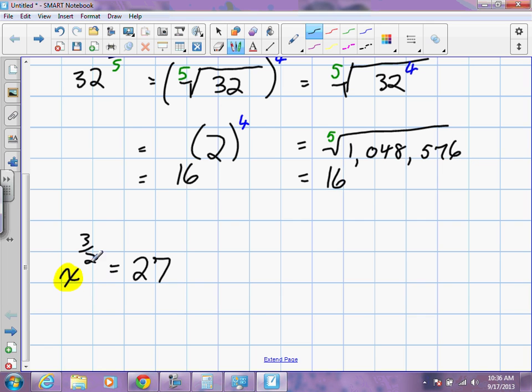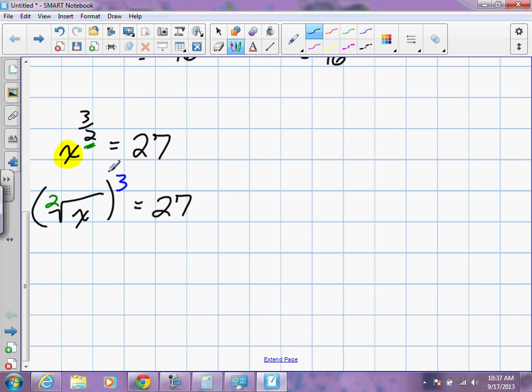So this x would be to what root? Would the 2 or the 3 go here? The 2. The 2 is the number on the bottom. And what exponent would it be to? 3. Good. So I've rewritten it this way so that it may be a little easier to see how to move things over.